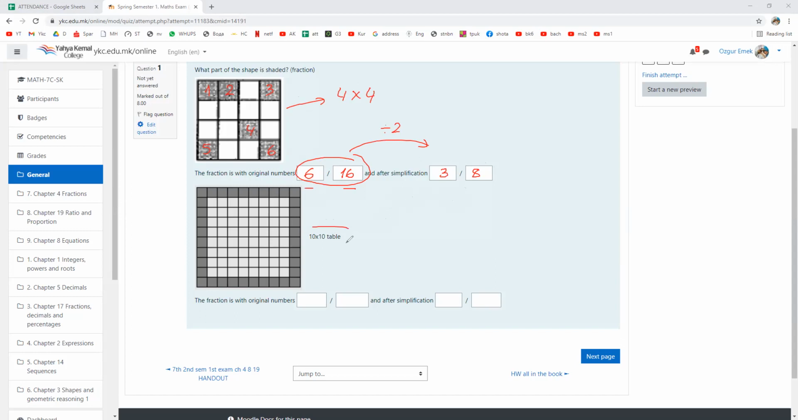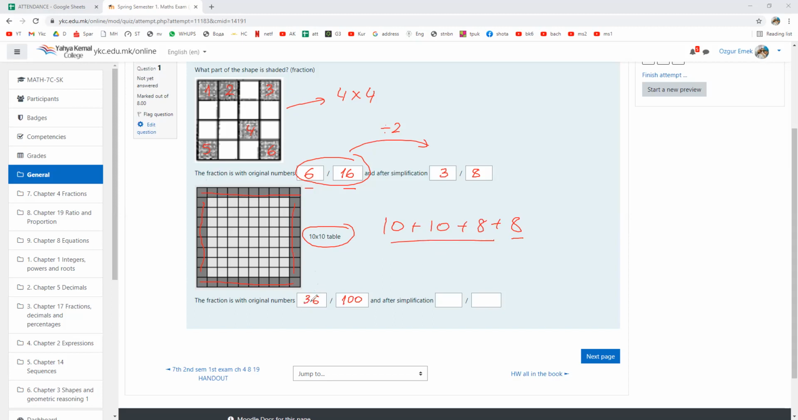In the next one, it's a 10 times 10 table. It means there are 100 squares. And how many of them are highlighted? So 10 here, 10 here. Between the top and bottom, we have 8 squares left and 8 here additionally. So 10 plus 10 plus 8 plus 8, it's 28 plus 8, it's 36.